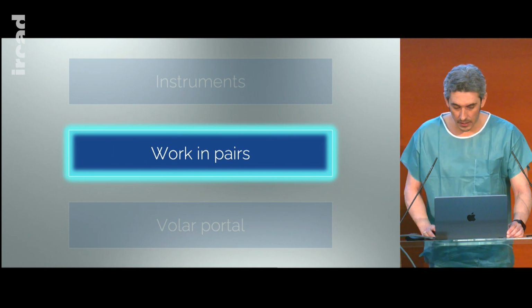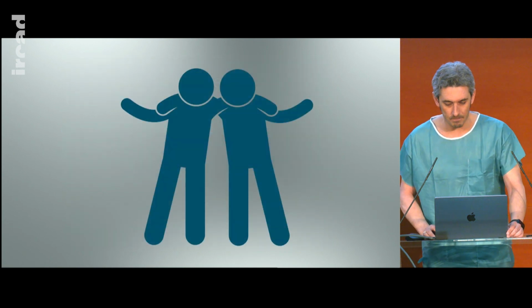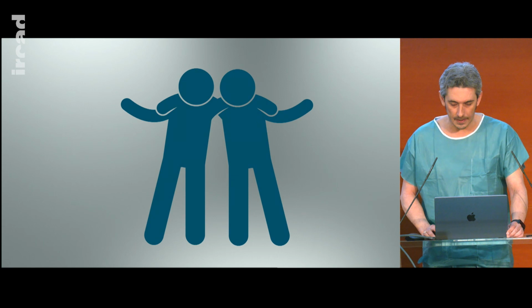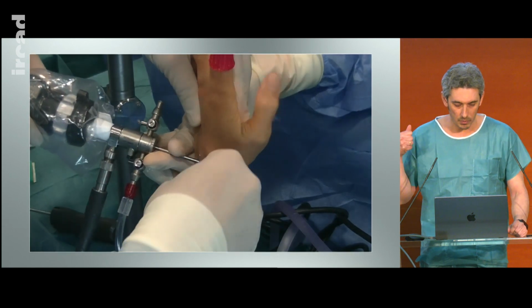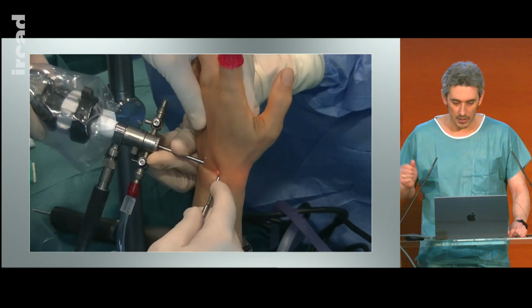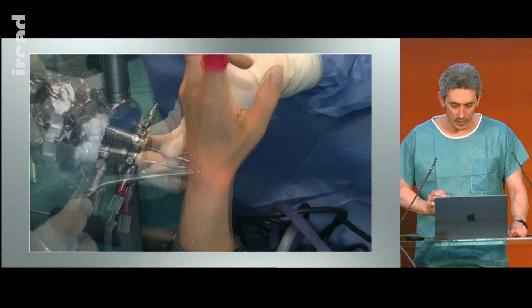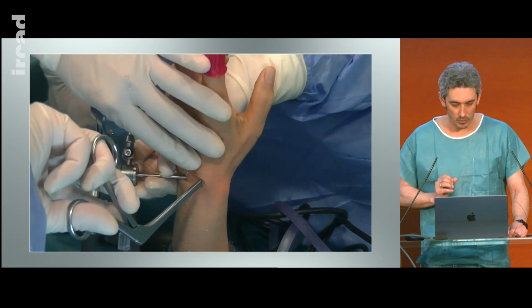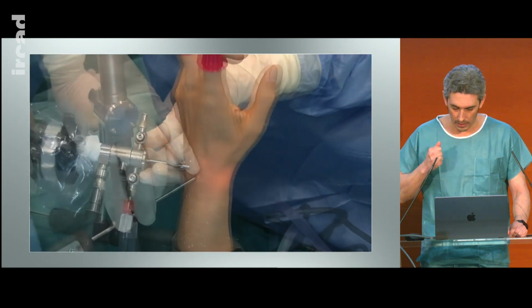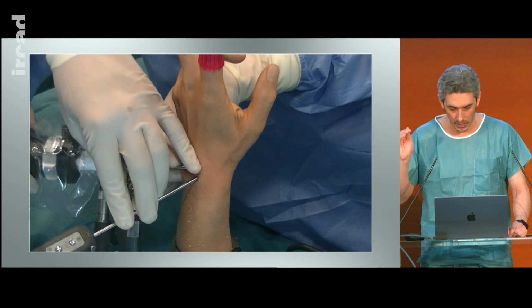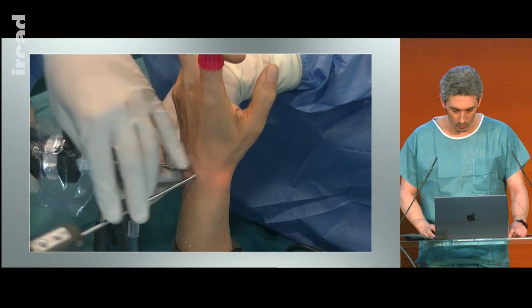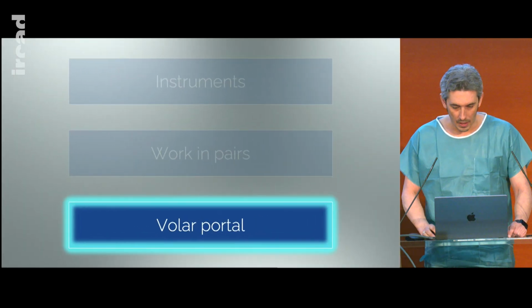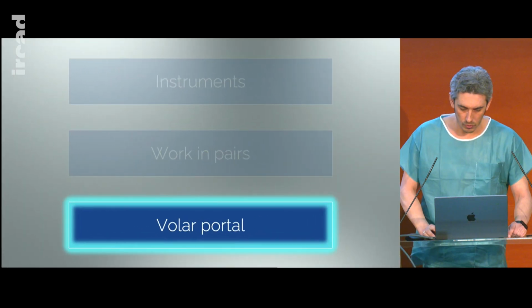My second advice is to work in pairs. This is not an easy technique. If you do everything with one hand holding the camera and with the other hand trying to remove the bone, you are going to get the camera dirty, you are going to get out of the grease. So it is really useful that one surgeon holds the camera with two hands and the other can make a strong movement or precise resection with two hands, and this allows you to go really, really fast. And my third advice is to use volar portals.